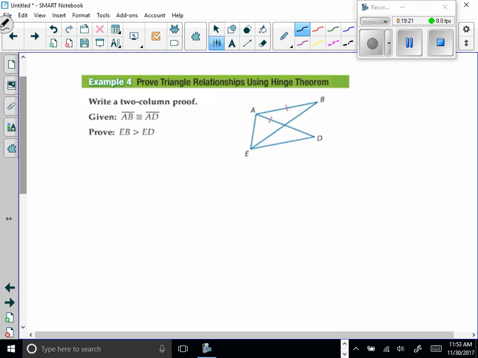What we have here is really two triangles. We have a triangle here and then another triangle here. And so they do have corresponding sides that match. AD and AB match. And then also, if you look here, we're going to add that AE is congruent to AE. So that's our two triangles.